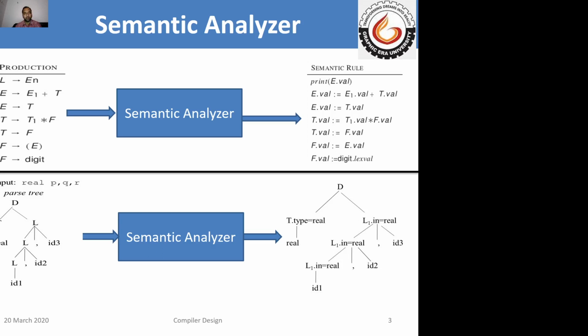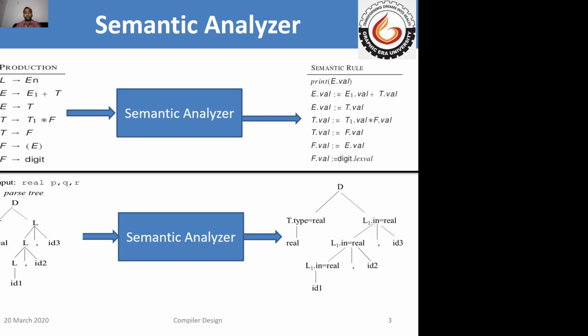So the left hand side production rule is E generates E1 plus T, and the right hand side is E dot val equals E1 dot val plus T dot val. Every variable is associated with an attribute, and the attribute here is value. Similarly, the next production is E generates T, so E dot val equals T dot val. The next production is T generates T1 multiplication F, and the semantic rule is T dot val equals T1 dot val multiplication F dot val, and so forth.